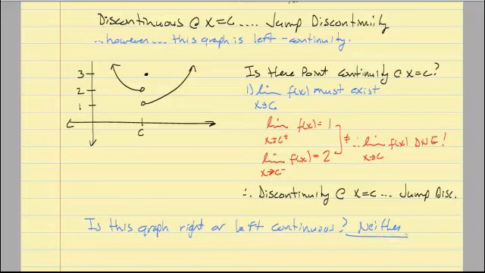Now if either one of those hollow points had been filled, then I could have had either right or left continuous depending on which one was filled. And of course, if you fill one of these hollow points, you'd have to get rid of this one up here. So those are examples of left and right continuity and the different types of discontinuities.